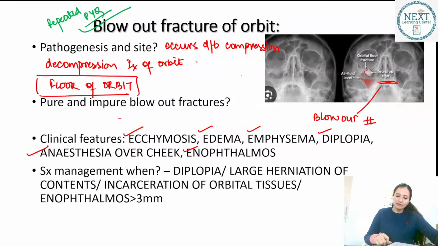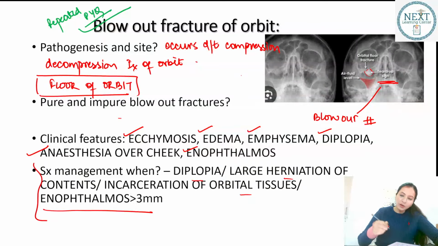When will you treat it? When the patient will have diplopia or large herniation of contents or the incarceration of orbital tissues, or when the enophthalmos is more than 3 mm. Then you will go for the surgery. But otherwise, normally there is no treatment. You leave it as such.